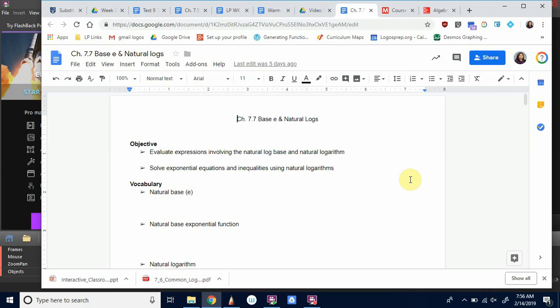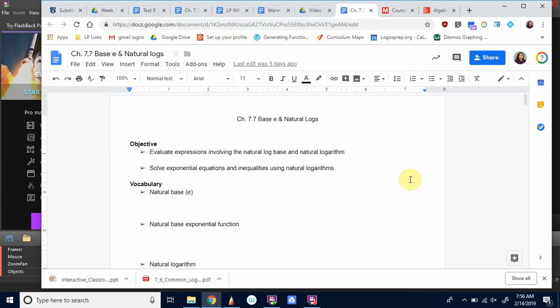Hi there, this is Chapter 7, Base e and Natural Logs. This should be pretty short and pretty simple. Here we're going to evaluate expressions involving the natural base e and natural logarithms. We're going to solve exponential equations and inequalities using natural logs. So let's just get right into it.